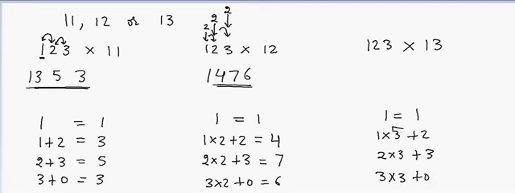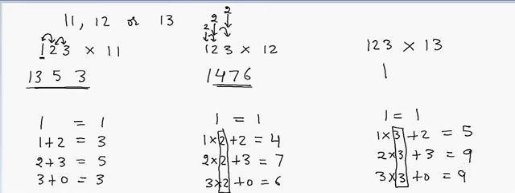If you look here, I multiplied all the numbers by 3. Here I multiplied all the numbers by 2, and here I did not do any multiplication because it was 1. So if I add these numbers, it will be 5, 9 and 9. So the answer will be 1, 5, 9, 9. That's how I'll multiply any number by 11, 12 or 13.